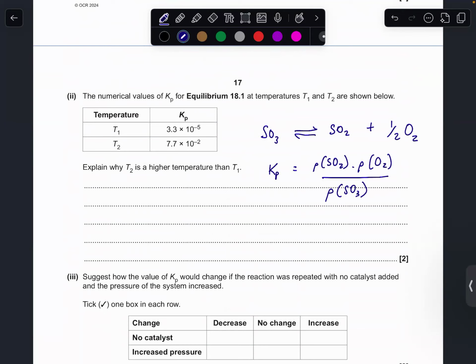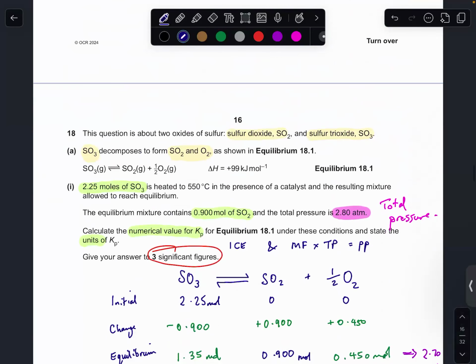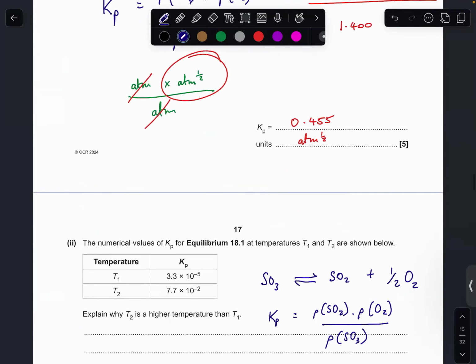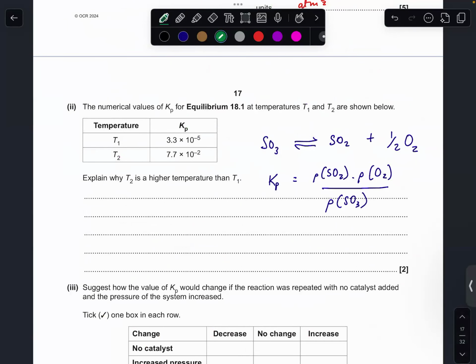You see that the forward reaction is endothermic. We saw that here. The forward reaction is endothermic, and the reverse must be exothermic. So you see, why is T2 a higher temperature? First of all, if you raise the temperature, the equilibrium will shift to the right-hand side.